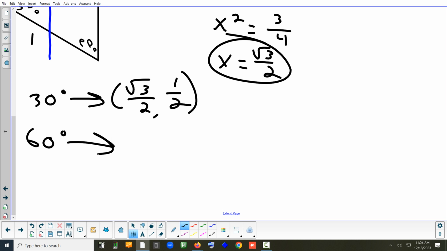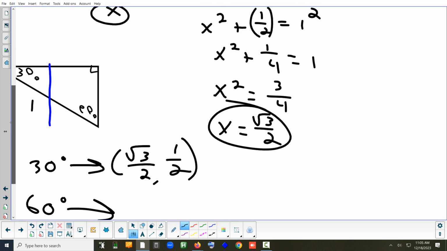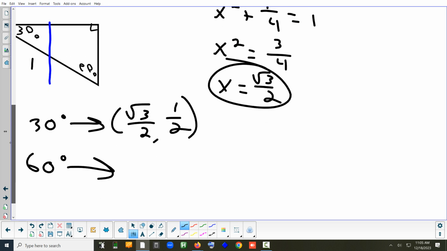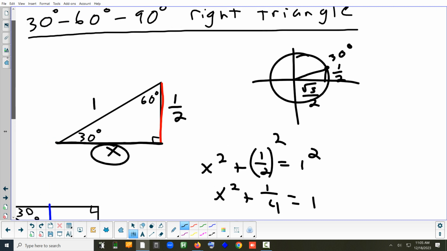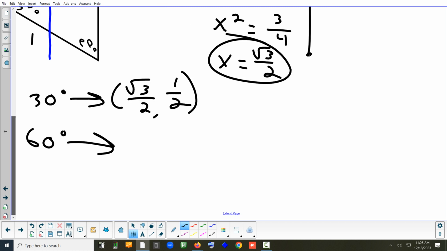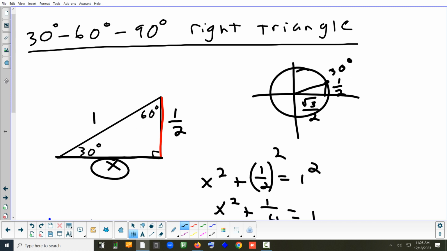Well, now we just need the 60. Let's look at what happens when you draw the 60. Would it just be the 30 reversed? Yeah, because when you put 60, what happens is the 30 and the 60 just switch places. So here's your 60. Draw your triangle. It's the same triangle that you just drew. The only difference is now the triangle is standing up instead of on the long side.